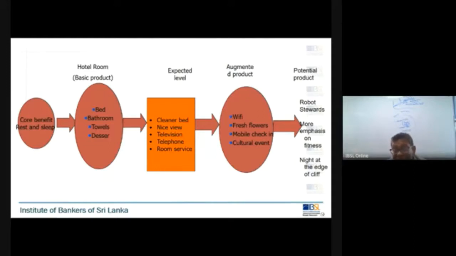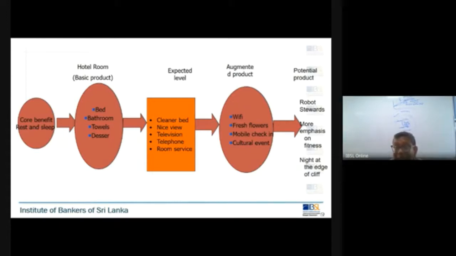Then what is your expected level? So you may have a cleaner bed. Now when you go to the washroom, you see there is something covering in the hotel, not used and all. You have to remove that one. That ensures that your expected level is met, because this washroom was clean and disinfected. Nice view. You may expect a television, telephone, room services, all things. That is your expected level from a hotel room.